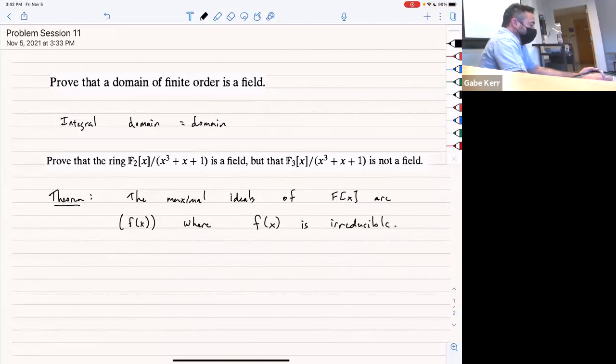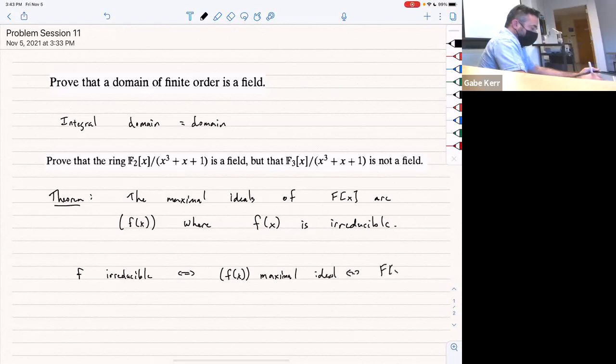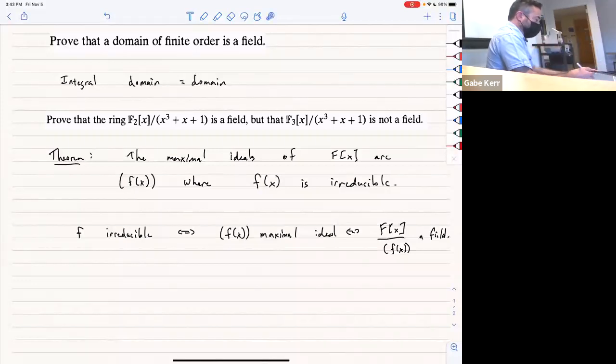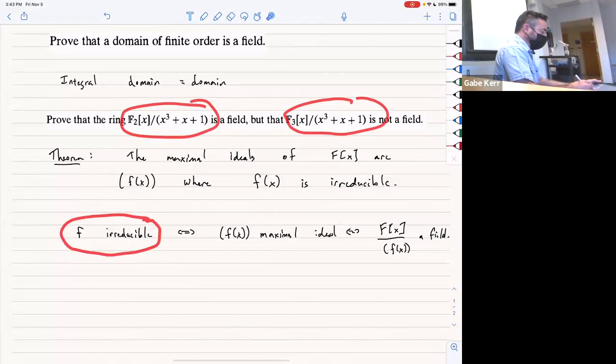To be a maximal ideal, so here we have three different things. If f is irreducible, if and only if (f(x)) is a maximal ideal, if and only if F[x] mod (f(x)) is a field. These are all equivalent. So with that in mind, you can look at this question and say, okay, this being a field is equivalent to the underlying polynomial being irreducible.